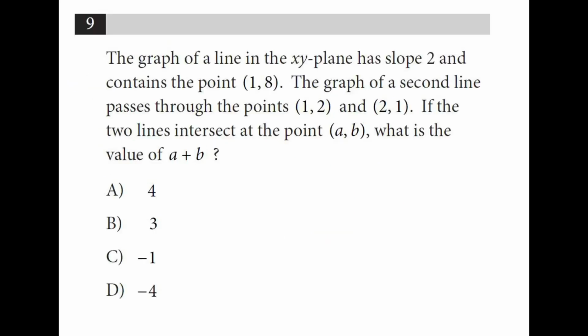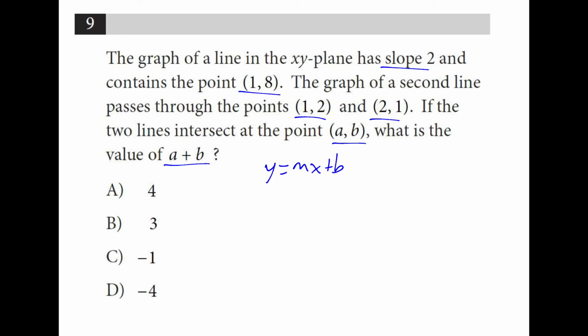The graph of a line in the xy plane has slope 2 and contains the point 1, 8. The graph of a second line passes through the points 1, 2, and 2, 1. If the two lines intersect at the point AB, what's the value of a plus b put together?